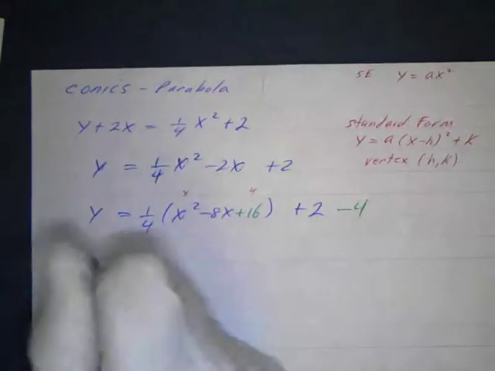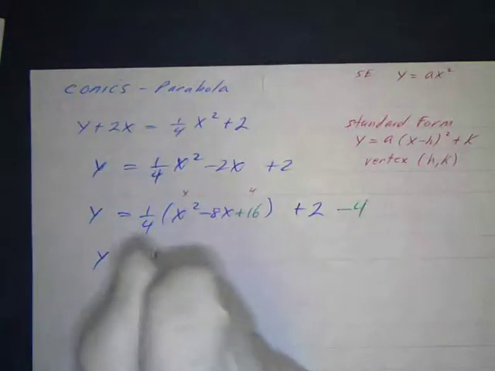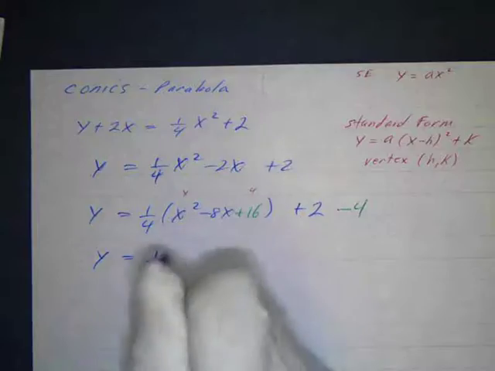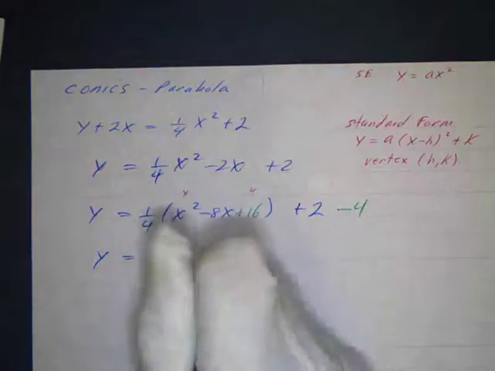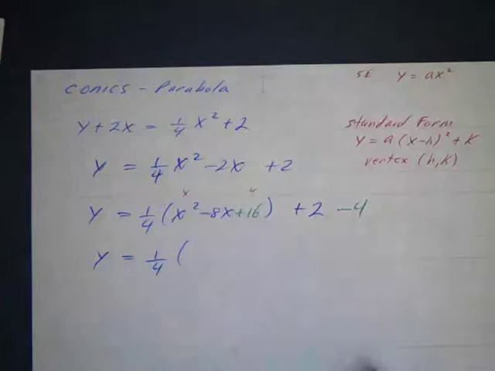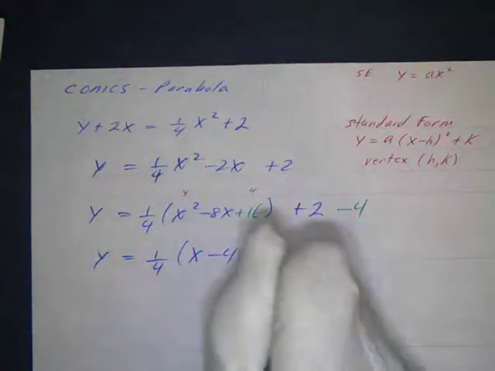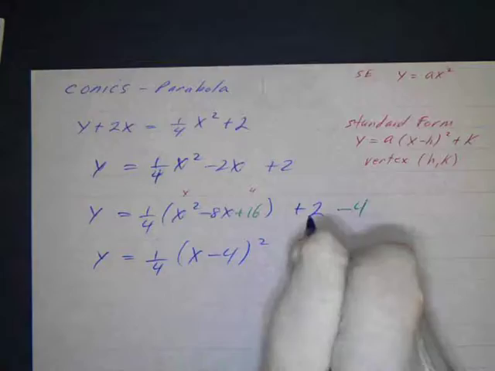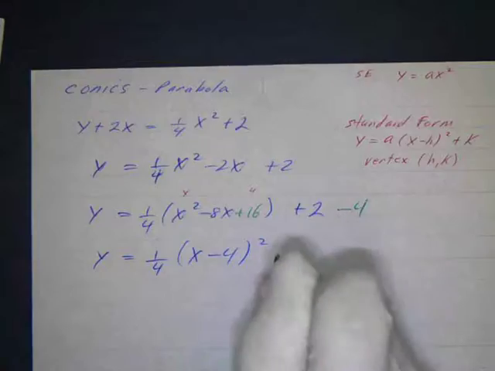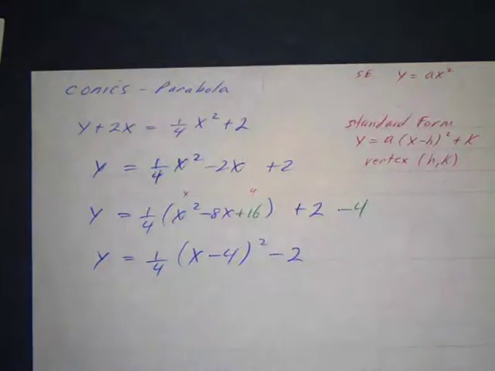And I've got y equals 1/4. So this means it's going to be a little flatter parabola because it's 1/4. And that's going to be x minus 4 squared. And then 2 minus 4 is negative 2. So now I can find my vertex.